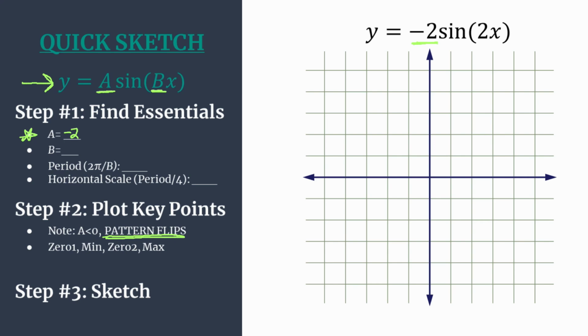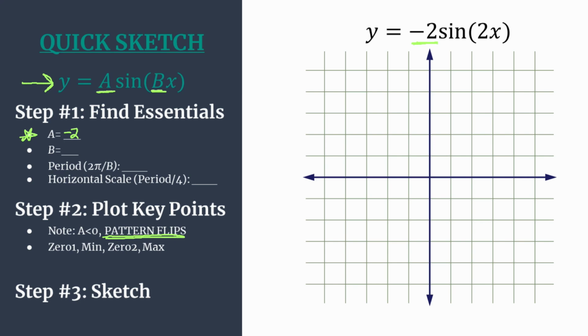If you take the absolute value of a, that's actually going to give you the amplitude. So our amplitude for this equation in this graph will be 2 units. That's just the distance from the midline of the graph up to a maximum or down to a minimum. That'll help us get our y coordinates for our key points, the minimum and maximum.